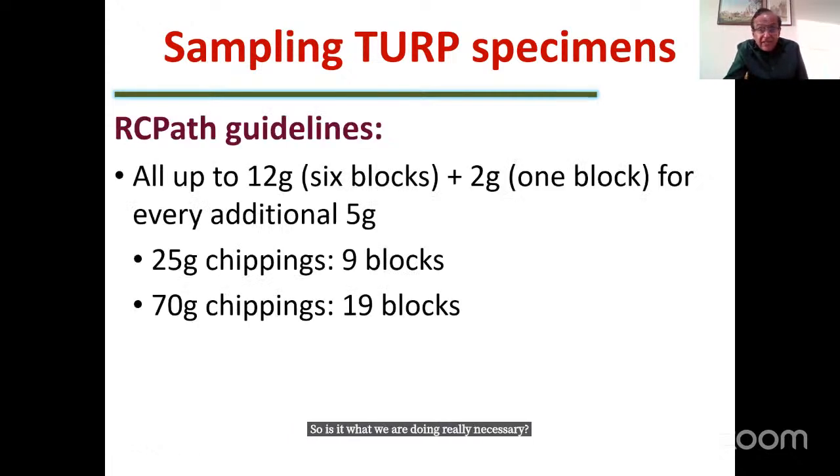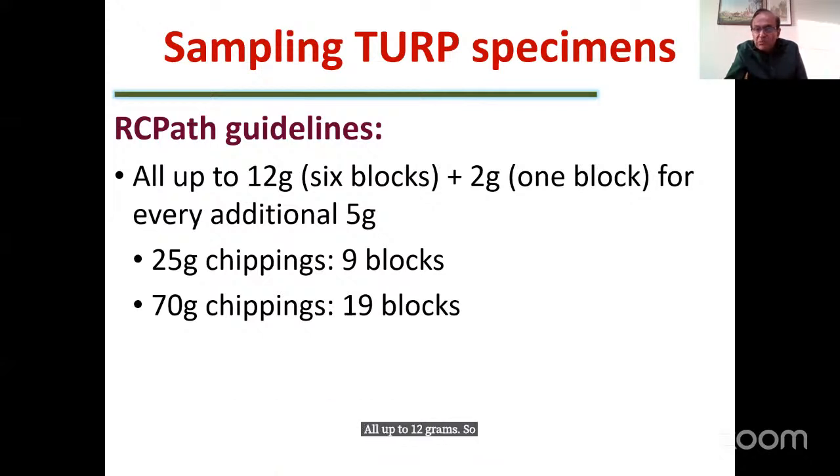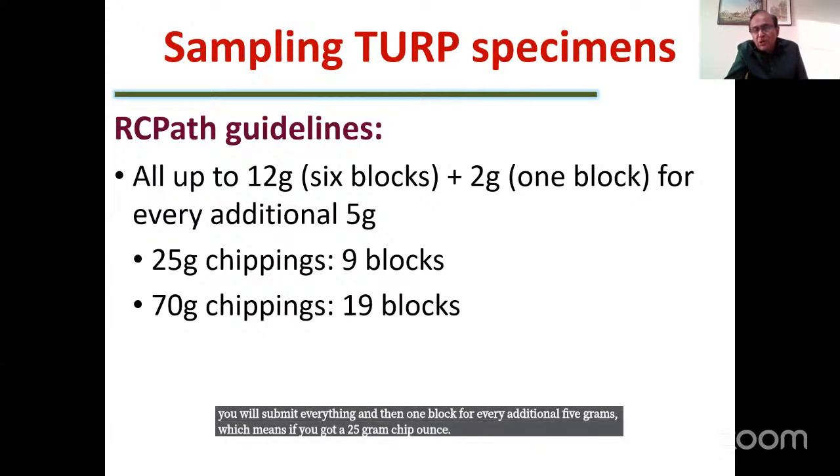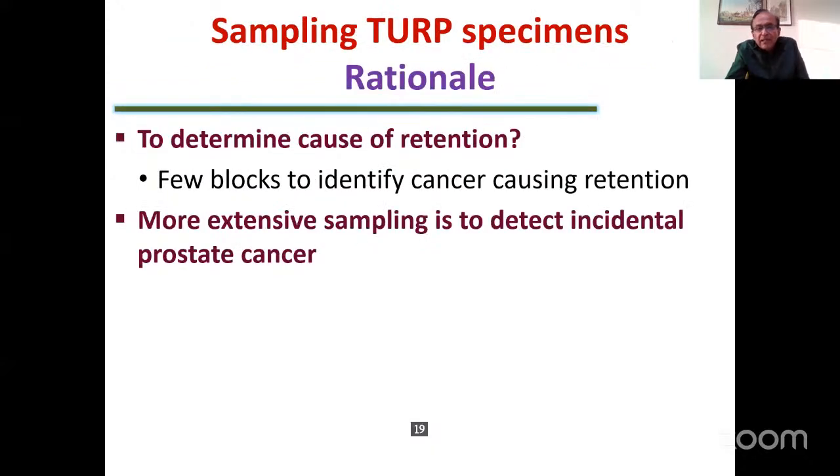So these are our guidelines in the United Kingdom. Okay, so we still go. I think it's a bit outdated. All up to 12 grams, so the first up to 6 blocks, you would submit everything, and then 1 block for every additional 5 grams. Which means if you got a 25-gram chipping, you get about 9 blocks. A 70-gram chipping, 19 blocks.